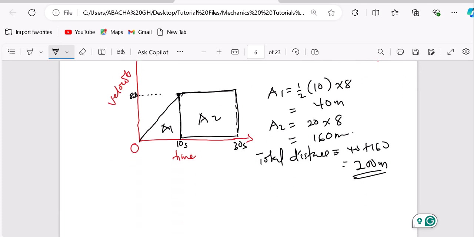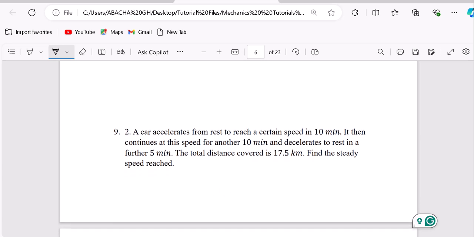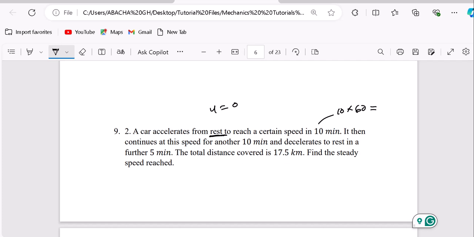Very simple one there. So we move on to look at the next one, which says that a car accelerates from rest to reach a certain speed in 10 minutes. Oh, it starts from rest. That is one thing to note. Since it starts from rest, the initial velocity here is 0. And 10 minutes here is equivalent to 10 times 60, giving us 600 seconds.